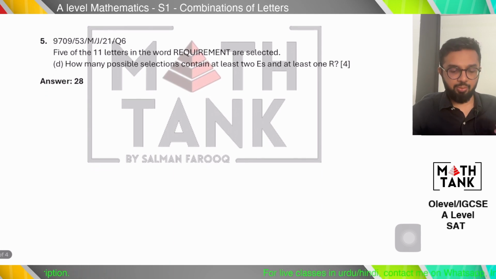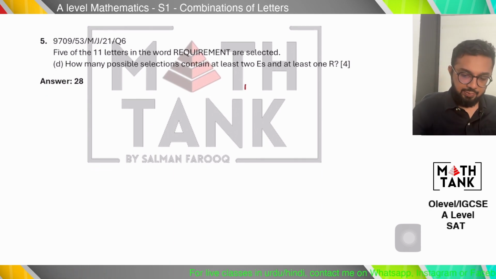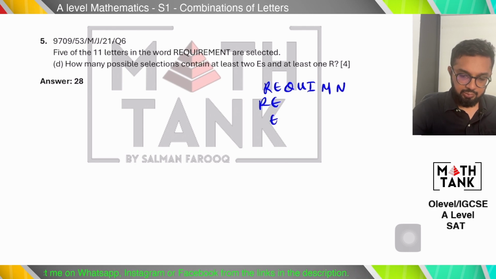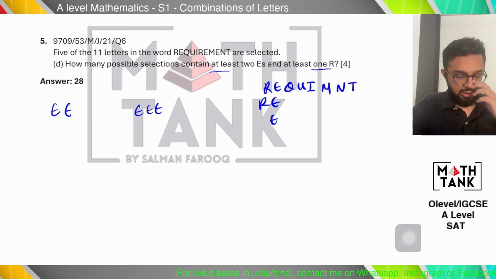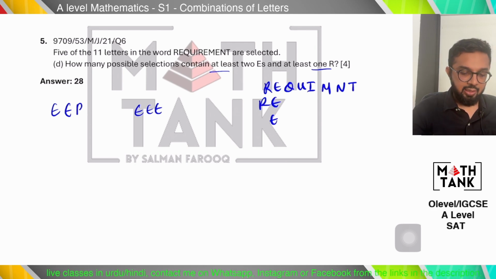Okay, let's see a similar question. It says 5 of the 11 letters of the word requirement are selected. How many possible selections contain at least 2 E's? So 2 E's or 3 E's and at least 1 R. Okay, so there could be a combination of E, E and R, or E, E, R and R.